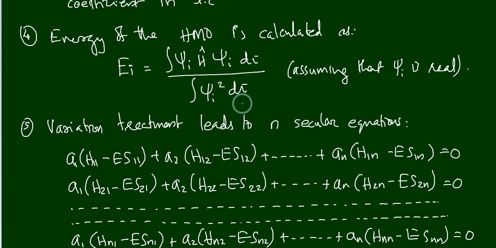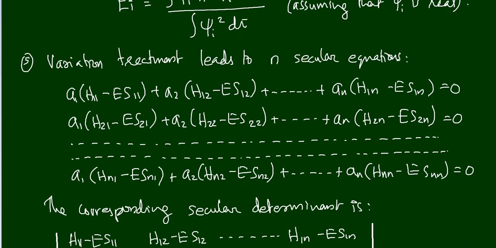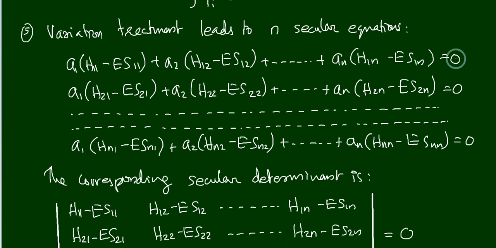And now we have the expression for psi I as a linear combination. And now we know how to get the expectation value corresponding to each psi I, and this leads to the variation treatment, and this variation treatment leads to n secular equations. Okay, and you know how to write these secular equations. We already learned this in the variation theorem. So these n secular equations will be A1 (H11 minus E S11) plus A2 (H12 minus E S12) plus etc. plus An (H1n minus E S1n), that is equal to 0. That is the first secular equation.